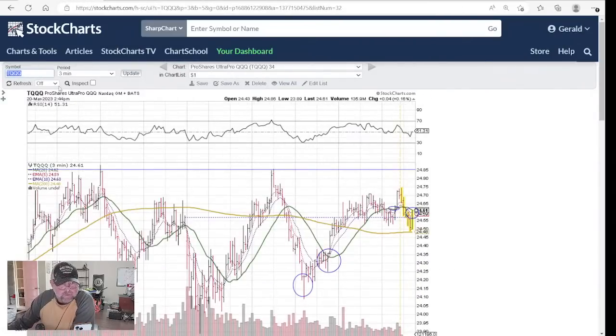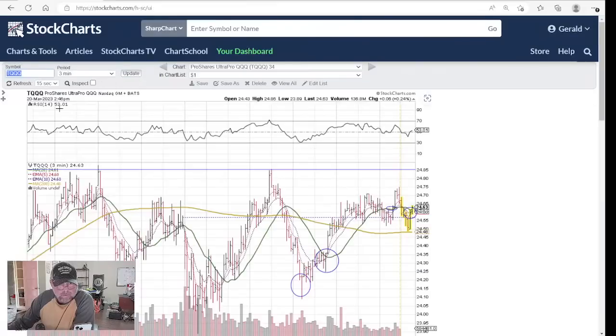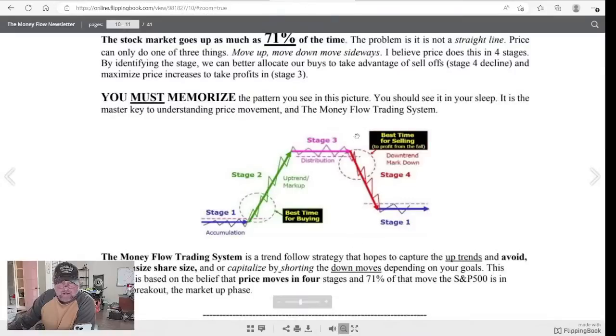Oh, is this still going? Let's see. Look at that. We're breaking out. 2463, stage 2 breakout. Now, don't go FOMO into that. I'm trying to show you this stuff here in real life. So it's a fractal pattern.